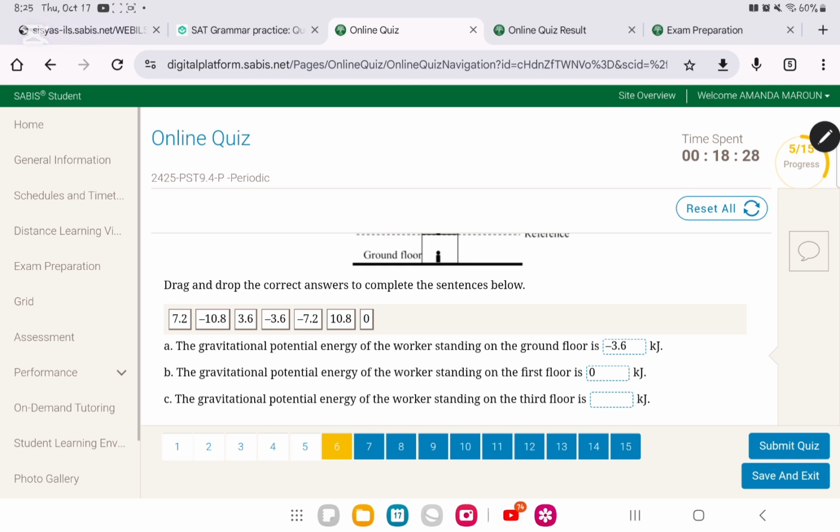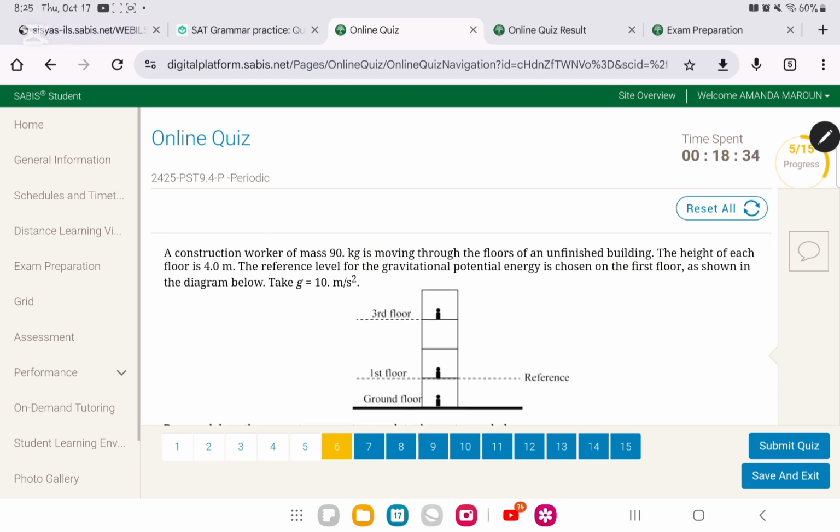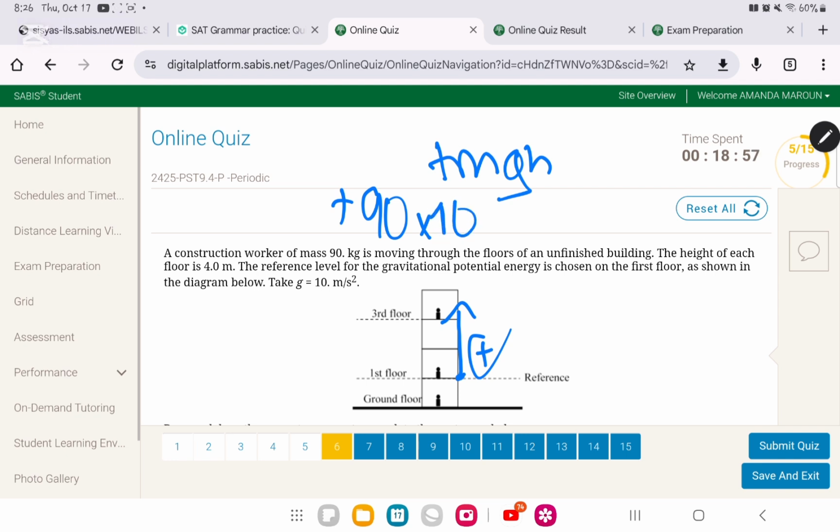Part C, the gravitational potential energy of the worker standing on the third floor. As we said, do we use plus mgh or minus mgh? Let's see. We start from the reference level and then we go to where the worker is. The arrow is pointing upwards, so upwards for the GPE means plus, so we will use plus mgh. His mass is 90 kg. His g is 10 meter per second squared, and the height, pay attention, he goes 2 floors, so 4 plus 4, it becomes 8 meters.